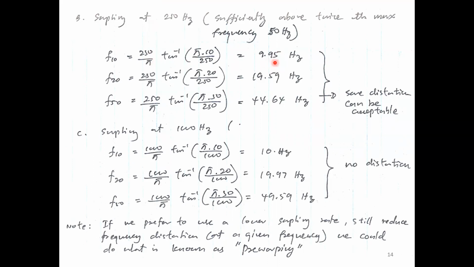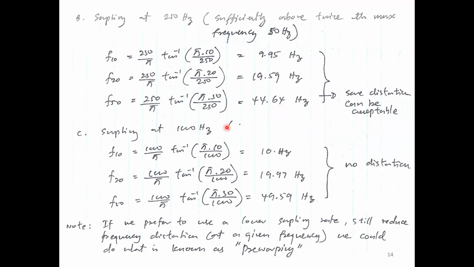10 hertz is now seen as 9.95, very close. And 20 hertz is seen as 19.59. And 50 hertz is seen as 44.64. I think that is marginally okay. 50 hertz is seen as 44, right? But you have to increase sampling from 120 to 250.